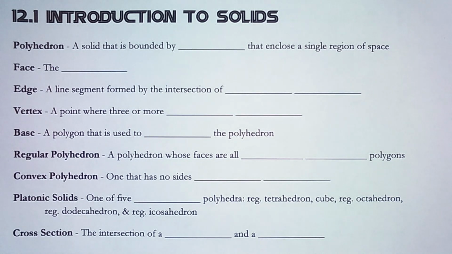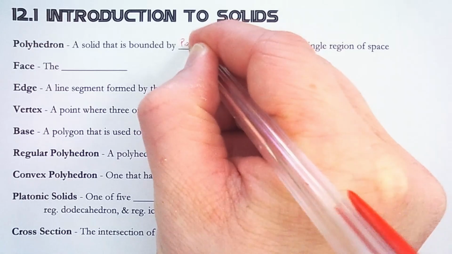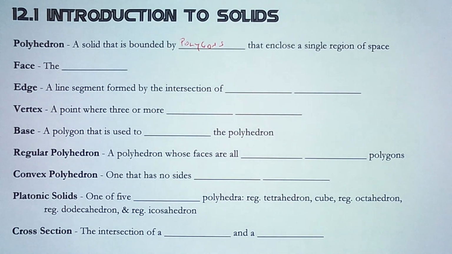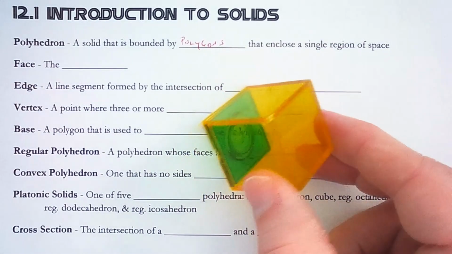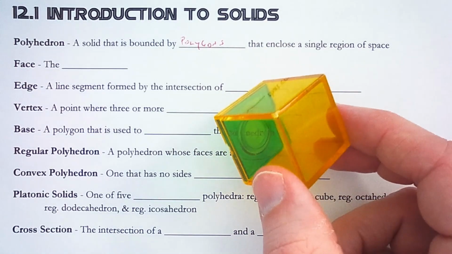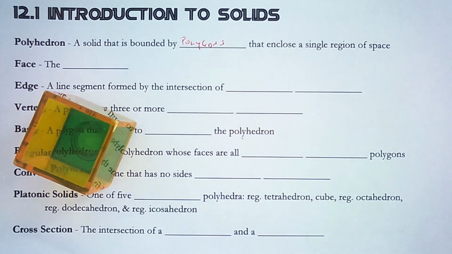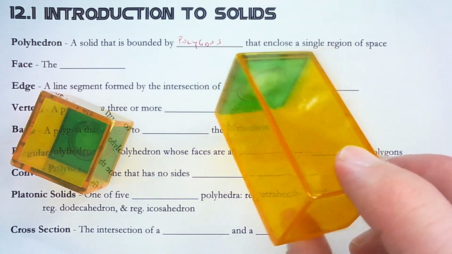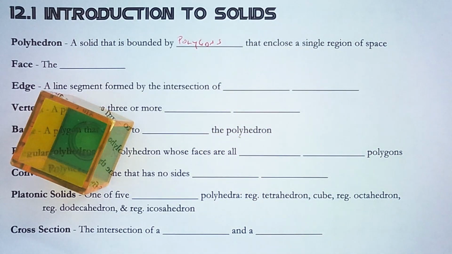So first, a polyhedron is a solid that is bounded by polygons that enclose a single region of space. So I'm going to show you some examples of polyhedra. So this one right here, this is a cube. And here we have a rectangular prism. Okay, so we've got a cube and a prism.